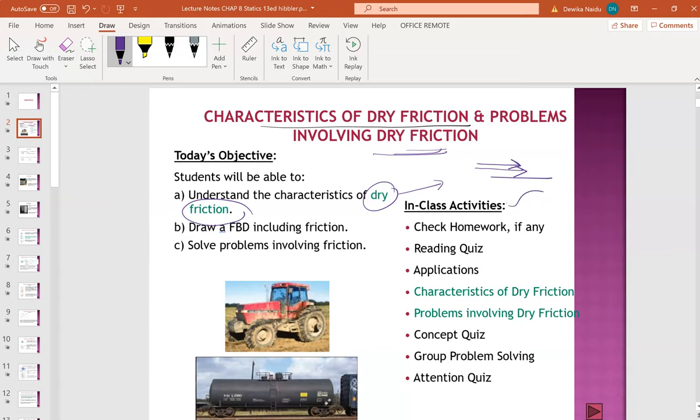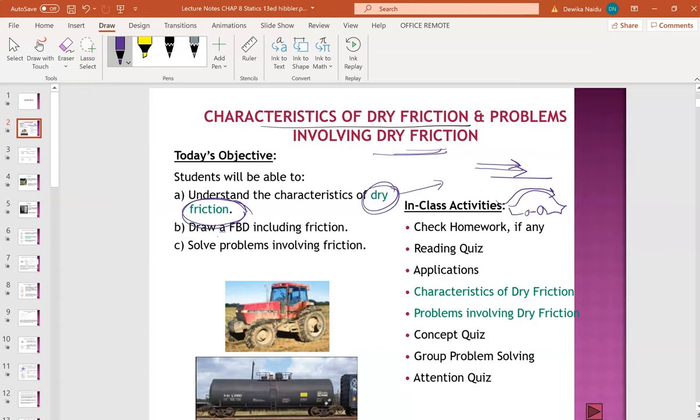An example of drag is when your car is actually moving. So we have drag, right? This is not dry friction. So we're not going to look at drag. We're only going to look at dry friction.